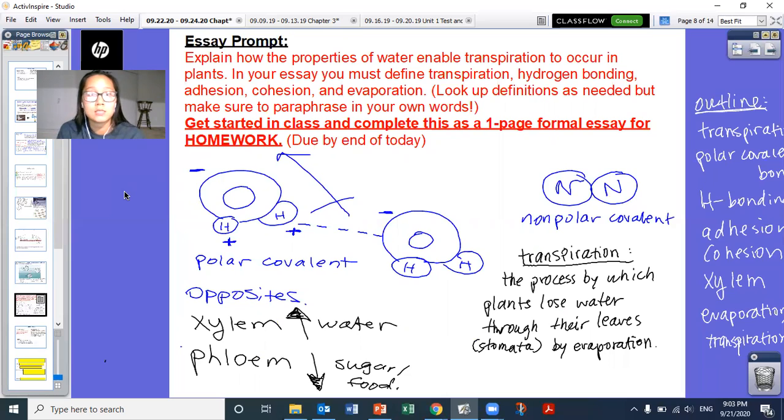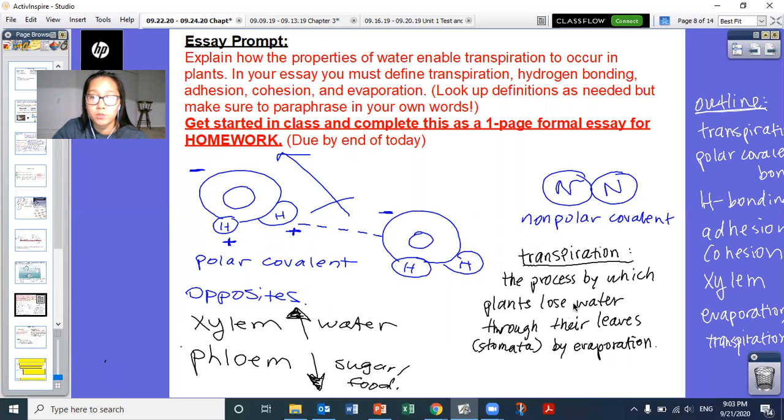You're going to turn this in as a formal essay and it's going to be due by the end of the calendar day. So again, I want you to consider what hydrogen bonds are. Remember, it's the attraction between molecules. You want to think about the reason why water molecules are attracted to each other. You want to think about the xylem, which is the tube where water moves up in plants, and the phloem where sugar and food moves down, right? The internal structures of plants.